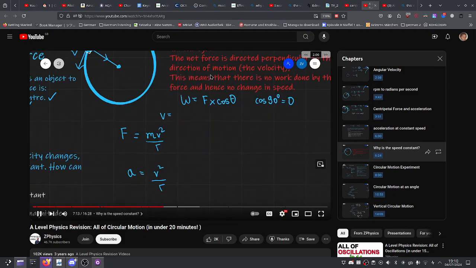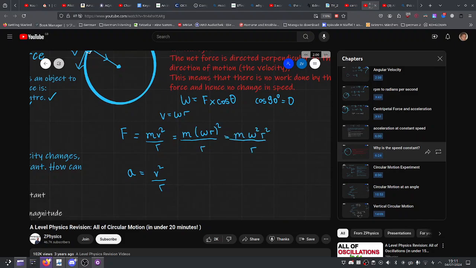Now, because v is equal to omega r, we can rewrite the following two equations, one for the centripetal force and one for the acceleration, as the following. F is going to equal m omega r squared divided by r, which is going to give us m omega squared r squared divided by r. We can cancel those out, which is going to give us m omega squared times r. Similarly, for the acceleration, this is exactly the same equation, just without the mass in front of it. This is going to equal omega squared times r.